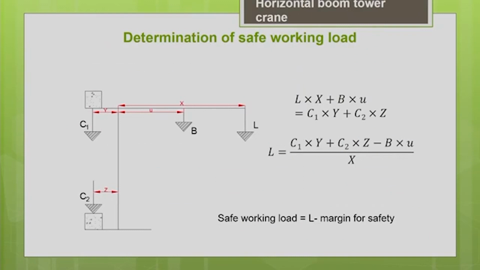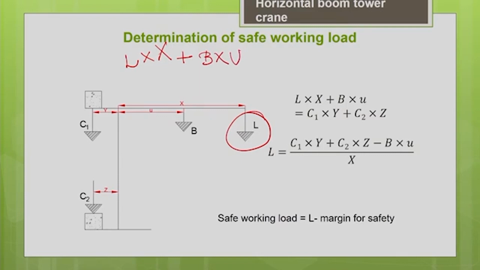Now, let us see how to determine the safe working load for the tower crane. This is a horizontal boom tower crane. You can see we just have to equate the overturning moment to the stabilizing moment to find the safe working load. So, what is the overturning moment here? The load the boom is carrying, L, into the distance between the load line and the fulcrum point, x, so L into x, plus the weight of the boom, B, into the distance from the center of the boom to the point of fulcrum, U. These are the things which add to the overturning moment.